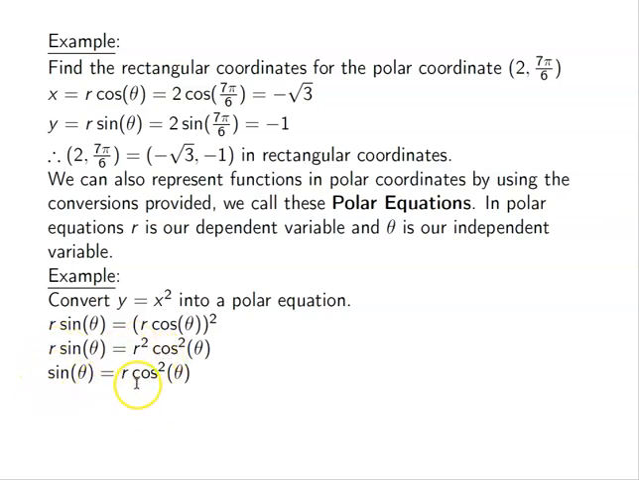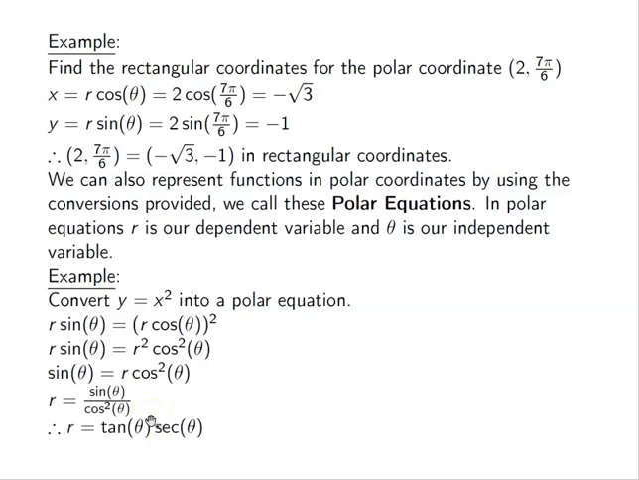Okay, it's a nice little trick. And then now I can divide both sides by cosine squared theta. So now I have r is sine theta over cosine squared theta. So one sine over cosine is a tangent, and then I have a one over cosine, which is secant. And so r is tan theta secant theta. If I were to graph this in, let's say, Desmos, I will get y equals x squared. I will get a standard, non-shifted parabola.